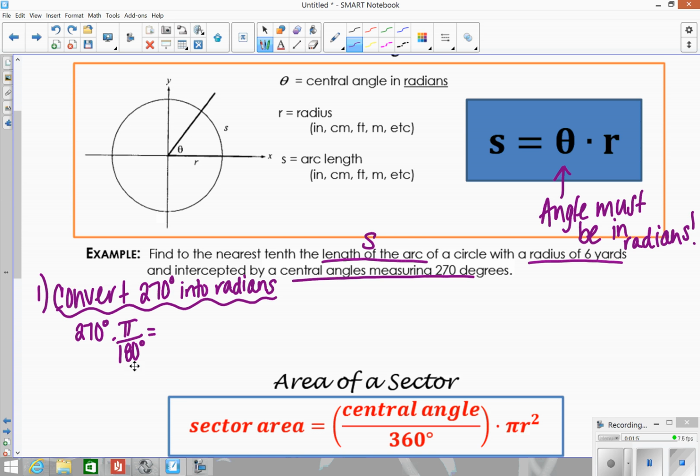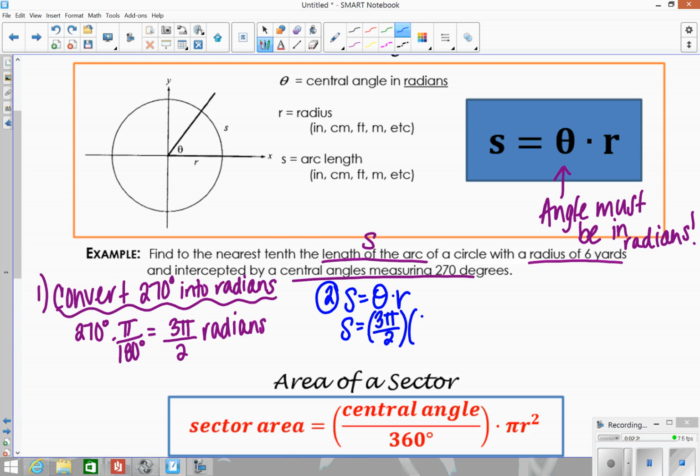So 270 divided by 180, when you reduce that, is going to be 3 over 2. And then we're going to just keep pi. Pi is in the numerator, so I'm going to keep it in the numerator. So 3 pi over 2 radians is the conversion. Then the second step: the question asked us to find to the nearest tenth the length of the arc, so we're going to be using the S = θr formula. S is going to be theta in radians, so 3 pi over 2, times the radius, which is 6.